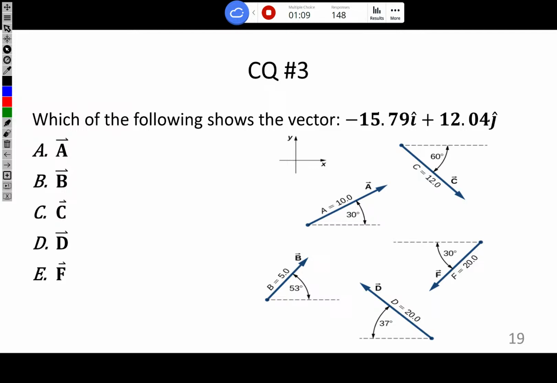Oh, and to read out, we have vector A, which is pointed up and to the right. We have vector B, which is pointed up and to the right. Vector C, which is pointed down to the right. Vector D, which is pointed up to the left. And F, which is pointed down to the left. All right, we'll go to two minutes. Give y'all 20 more seconds.